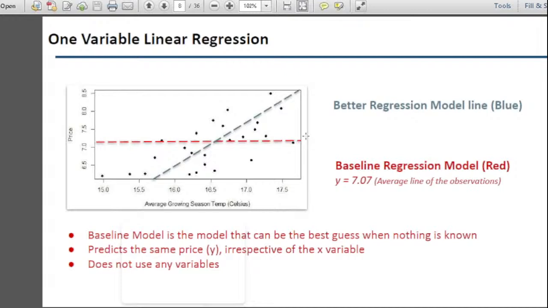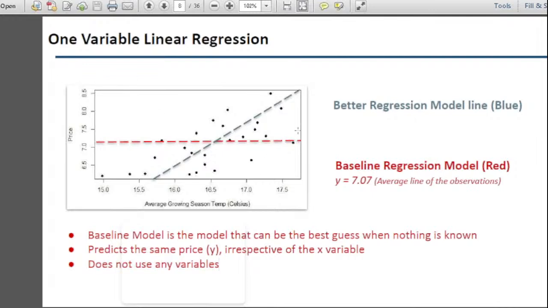You first calculate the mean of x and y, x bar and y bar. This is y bar, the mean of y. The baseline model is a model that you can best guess when nothing is known. It predicts the same price irrespective of x, and does not use any other variable. So whatever new x is coming in, that is average growing season temperature, my price remains constant because it's an average.